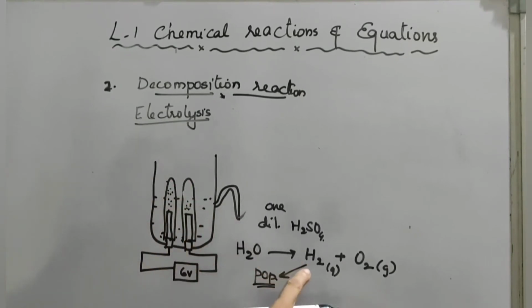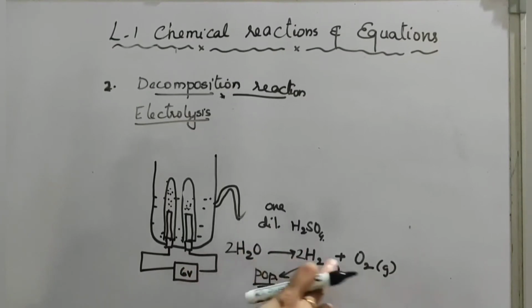Look at this, balance the equation. H2O: here hydrogen is 2, oxygen is 1 only, so put 2 over here, and then hydrogen goes to 4. Here hydrogen is 2 only, put 2 into 2, that is 4, hydrogen balanced.